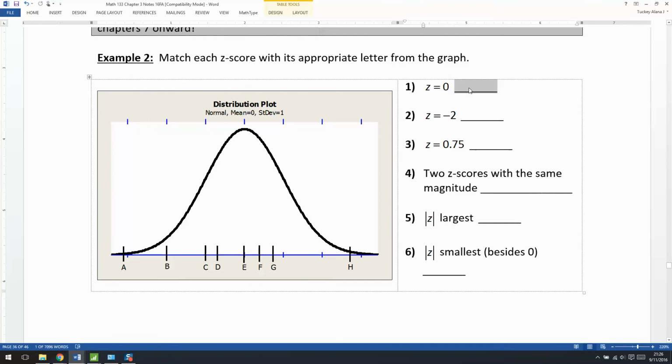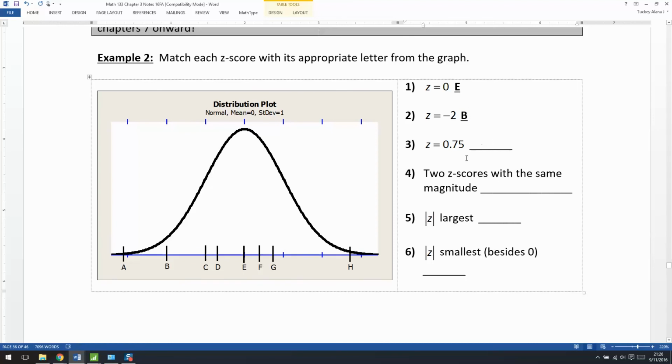Okay, so that means that this has to be letter E for the center. Now, -2 would be 2 standard deviations below. So when you look at E and you think, okay, well, 1 standard deviation would be to the inflection point, which is about where the letter C is, to be honest. And then you need to go that exact same distance out once more, which means letter B is at about -2.